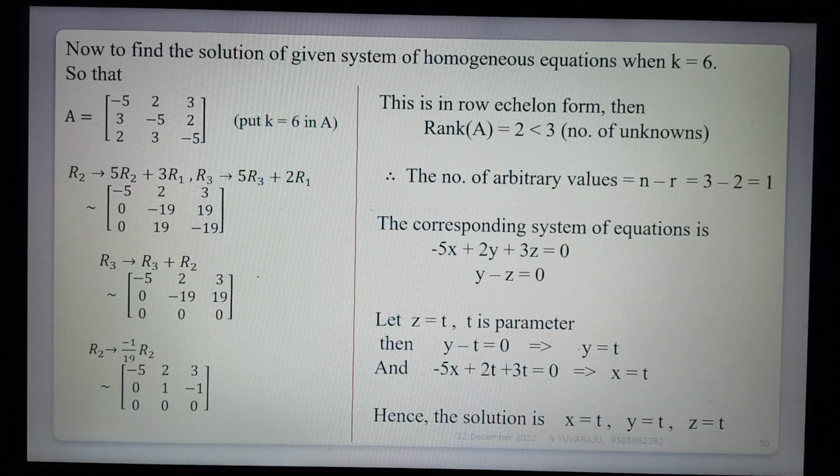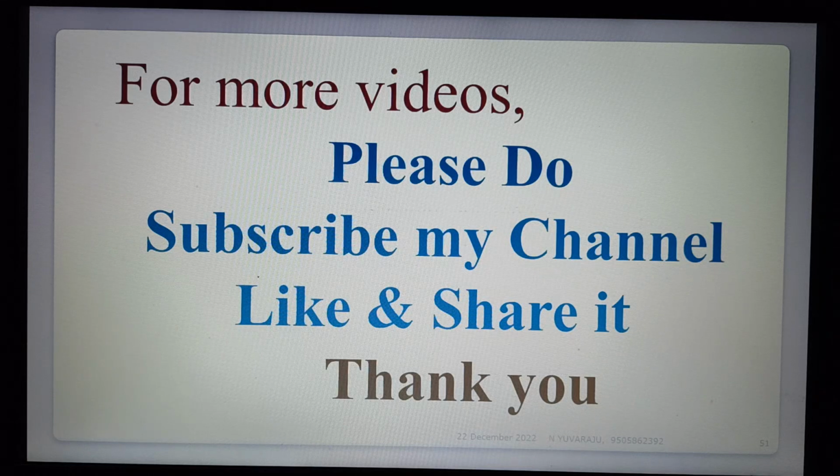Okay, see the next one. The topic is system of homogeneous linear equations. We have learned how to find the solution.